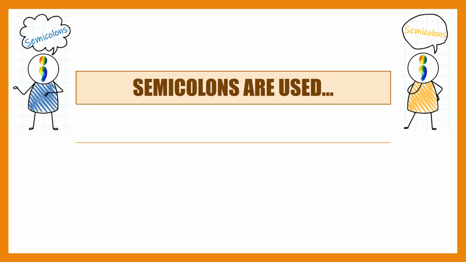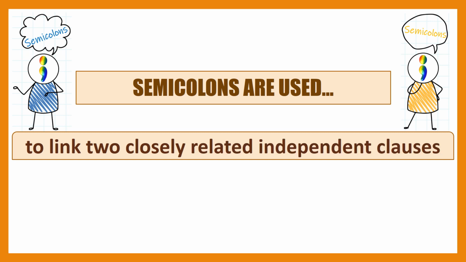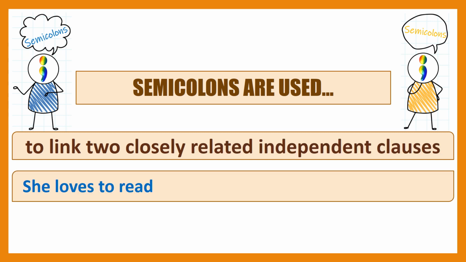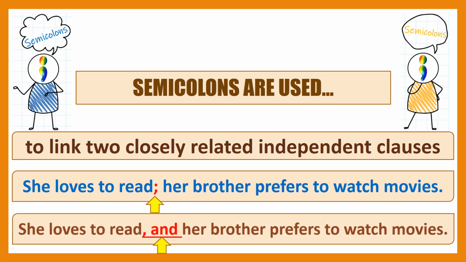Semicolons are used to link two closely related independent clauses. For example, she loves to read; her brother prefers to watch movies. Here a semicolon replaces a comma and a coordinating conjunction, and.